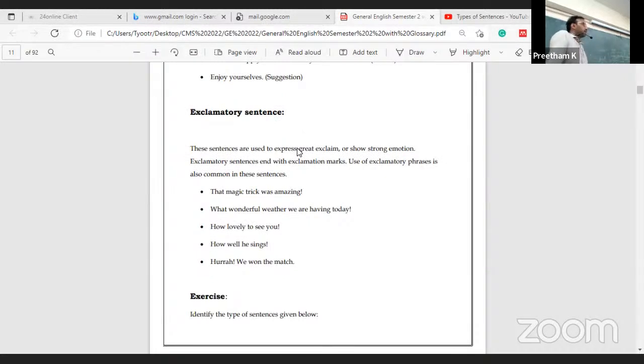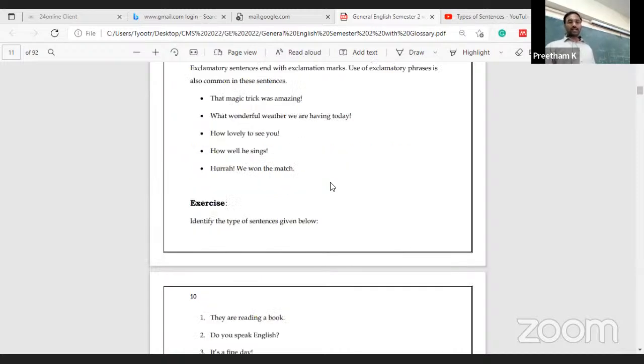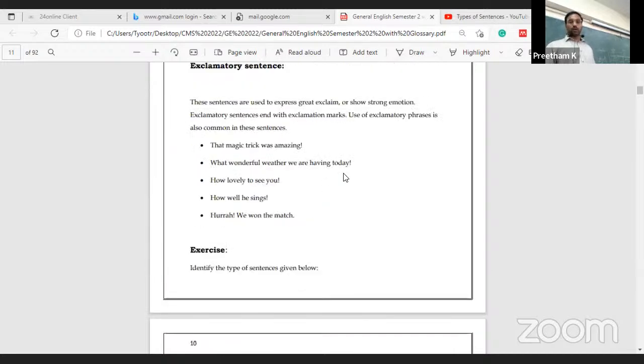Then exclamatory sentences. Exclamatory sentences are sentences which are used to convey sudden feelings or emotions like alas, hooray. These sentences are used to express great exclaim or show strong emotion. Exclamatory sentences end with an exclamation mark. Use of exclamation phrases is also common in these sentences.